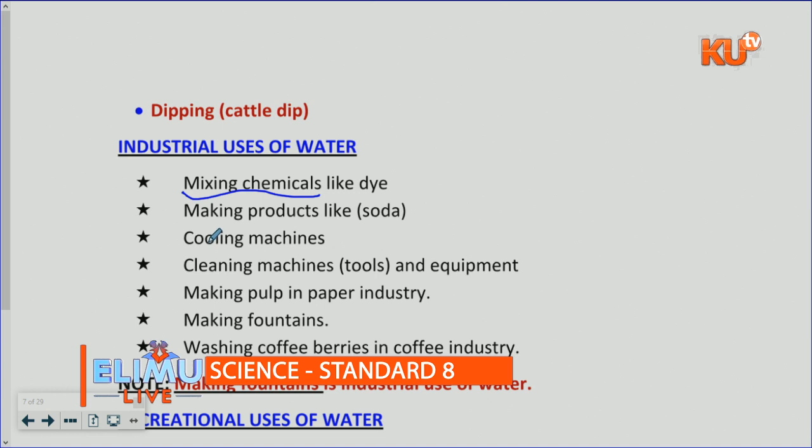And we can even look at a vehicle. When a vehicle has traveled for a longer distance, the engine heats up. Even the machines in industries, when they run for a long period of time, the engine heats up because of friction. And because of this friction, it produces heat. So we use this water to cool machines in industries.